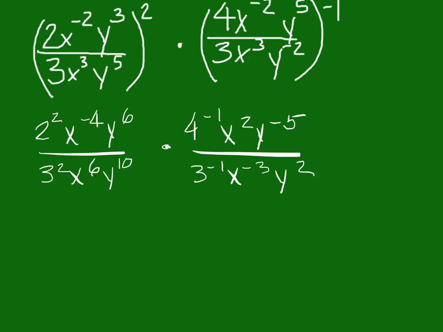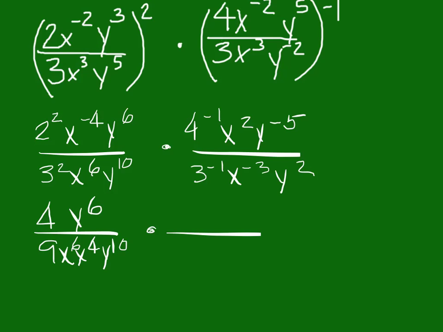You can also simplify your integers as well. You'll have a 4 on top and a 9 on the bottom, x to the 6th, and then x to the 4th on the bottom. Your y's stay in the same spot. They're both positive. And then on the right side, your 3 to the negative 1 goes to the top, and 4 to the negative 1 on the bottom. It's the first power, so they don't change.